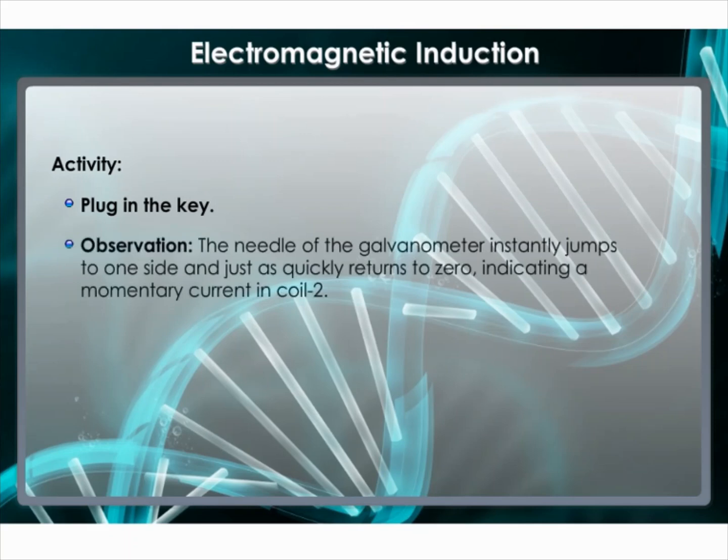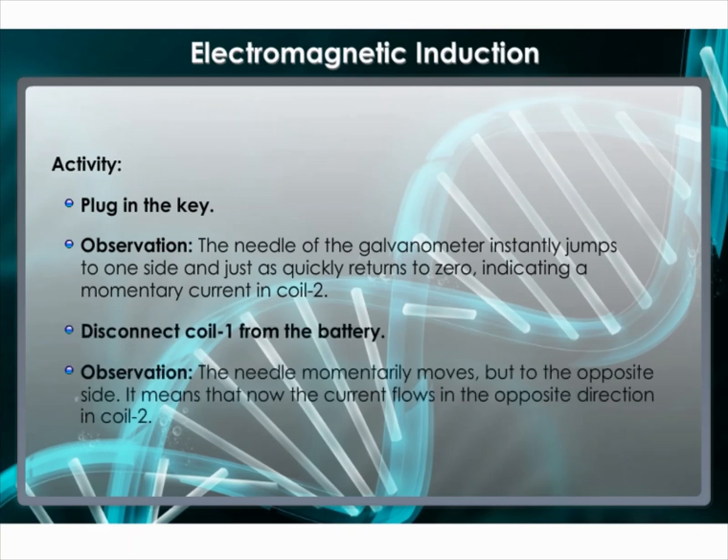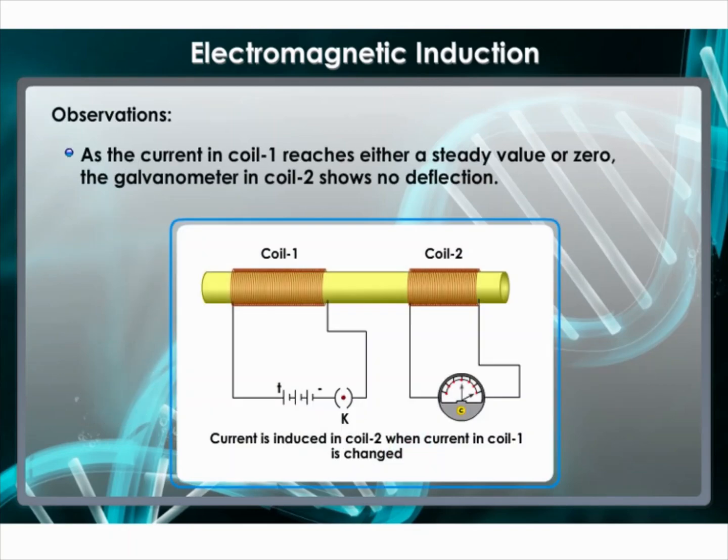Plug in the key. You will observe that the needle of the galvanometer instantly jumps to one side and just as quickly returns to zero, indicating a momentary current in coil 2. Disconnect coil 1 from the battery. You will observe that the needle momentarily moves, but to the opposite side. It means that now the current flows in the opposite direction in coil 2. In this activity, we observe as soon as the current in coil 1 reaches either a steady value or zero, the galvanometer in coil 2 shows no deflection.